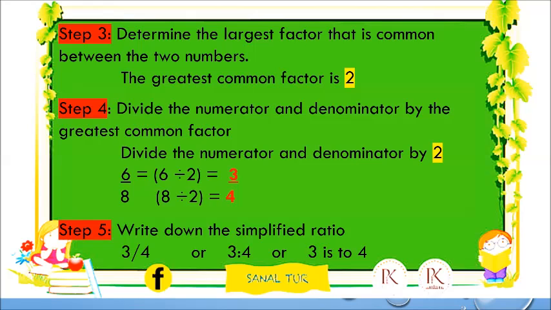So now we already have the answer. Write down the simplified ratio now. That is step number 5. What is now the simplified ratio? We have 3:4. In what form? We have fraction form, or 3:4, this is in the colon form, then 3 to 4 in the statement form. Next example. That is the final answer.